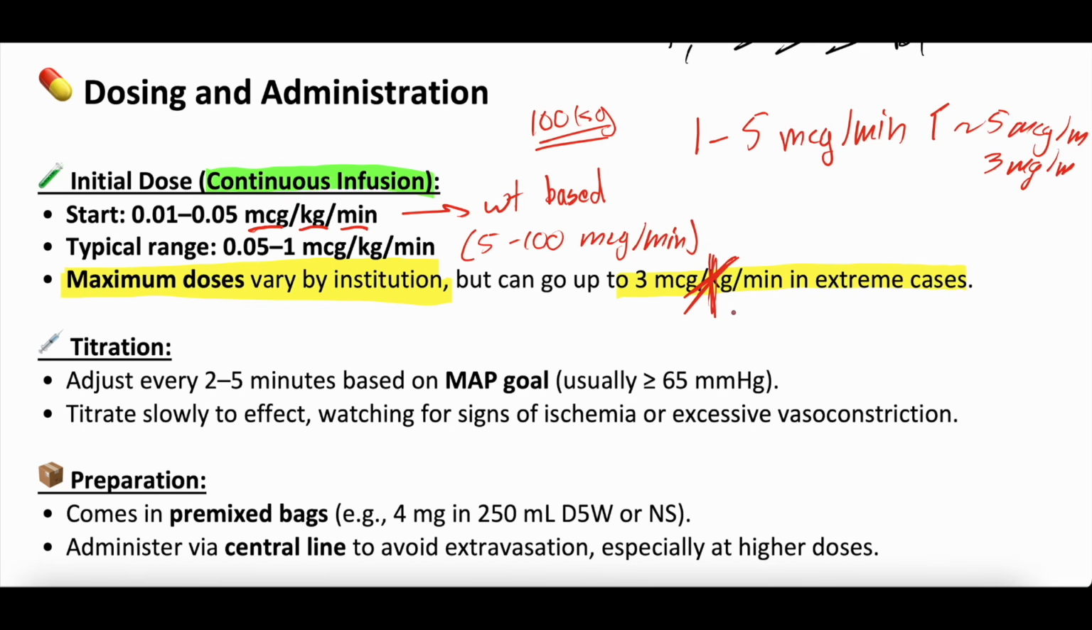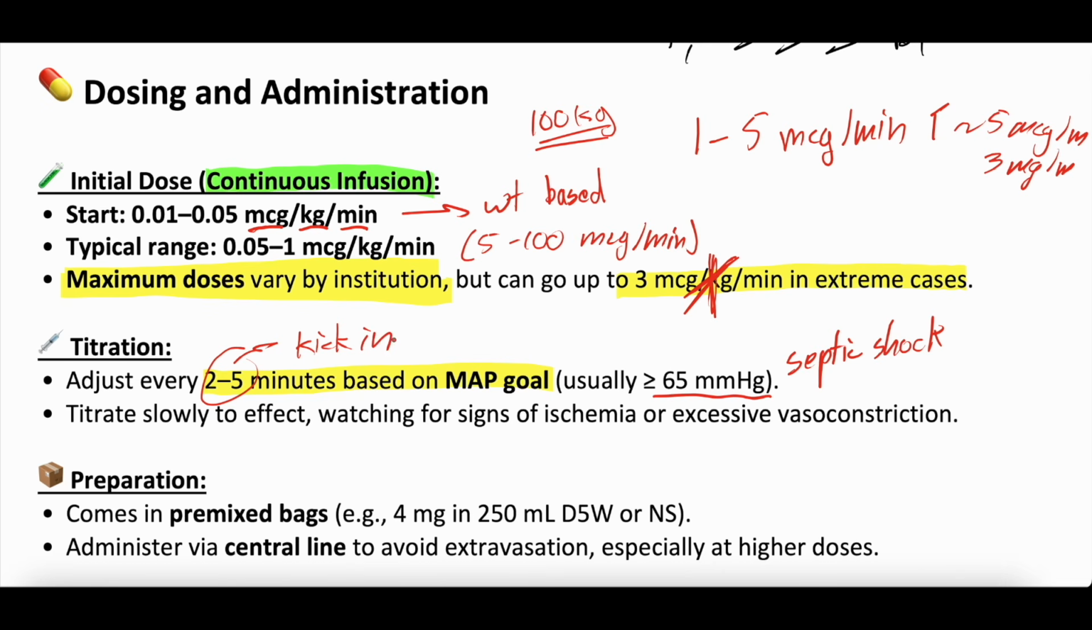We've been at different institutions and we haven't found an institution that goes that high, but you can go very, very high. It most likely does not continue to work after you get above a certain dose. What that dose is, though, is tough to say. So you titrate it every 2 to 5 minutes based on the MAP. And usually you're going to try to titrate it to a MAP of 65 millimeters of mercury. That's particular for septic shock. And you titrate slowly, watch for signs of ischemia, but 2 to 5 minutes, because that's the time it takes to kick in.